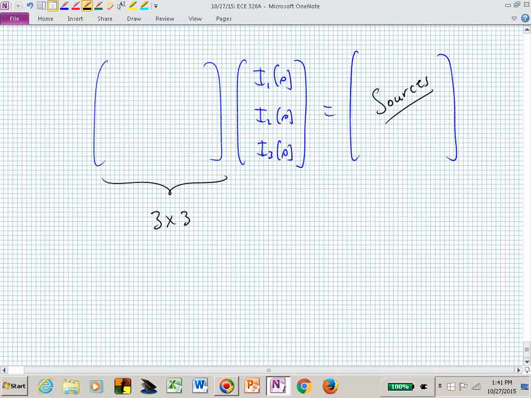And if this is now my Z of S, does this make sense? Now I have Z times I giving me V. V is equal to ZI. ZI is equal to V.